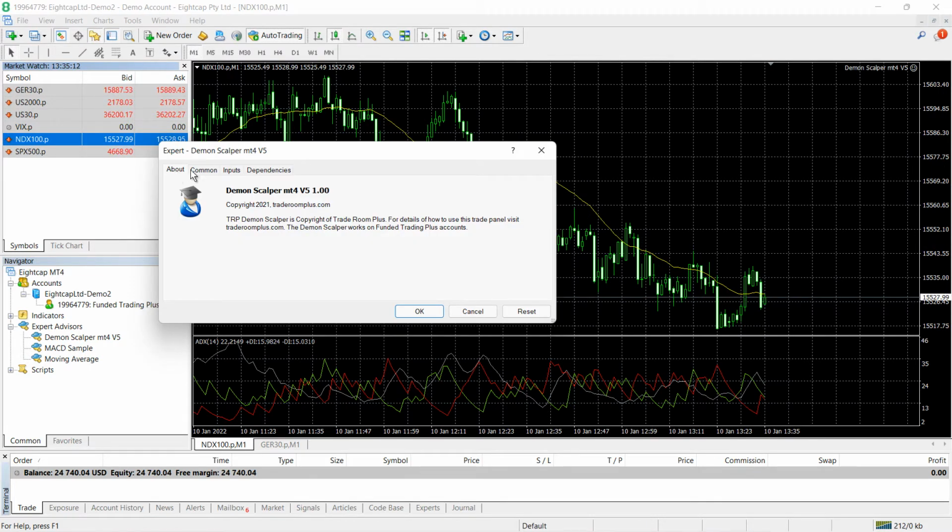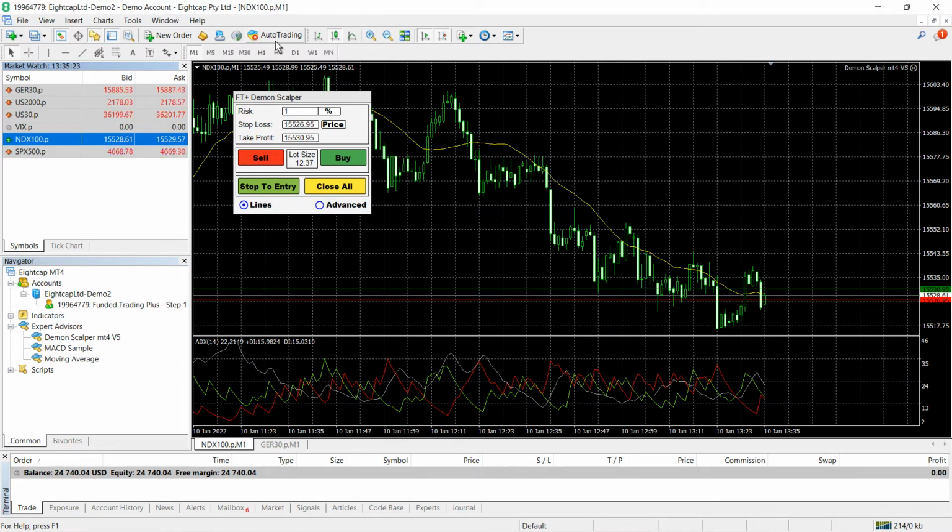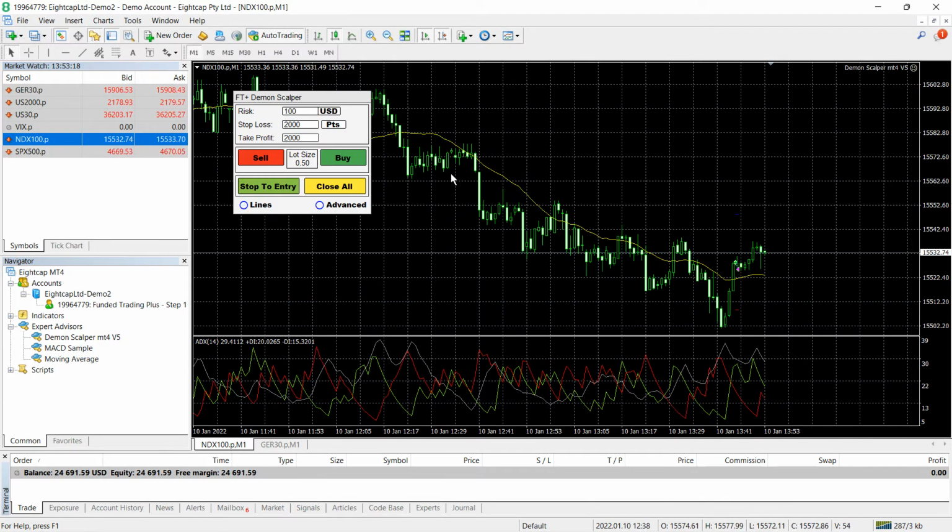When you drag it onto the chart, please make sure that allow trading is allowed for the expert here, and that you have auto trading on at the top of the platform. This is your trade panel, and at the top here we've got risk. Risk is defined as the distance between your trade entry and where you have your stop loss, so the maximum amount of money that you will be prepared to lose. You can have that as a currency figure or as a percentage figure. I'm going to go with a currency figure, and I've got my stop loss 2,000 points away. Now on the NASDAQ, that decimalized is 20 points, and a take profit at 20 points as well.